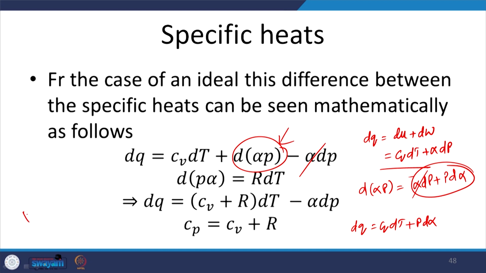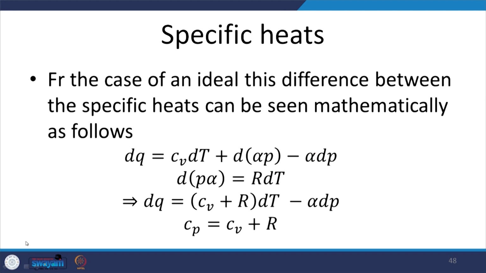But we know that from the ideal gas law, P alpha is equal to RT, right. So, d of P alpha is simply R, which is a constant, times dt. So, we substitute d of P alpha as R dt. I will simply write between the steps: dq is Cv dt plus d of P alpha minus alpha dp. I am not expanding this derivative and cancelling out. I am making use of d of P alpha is R times dt.